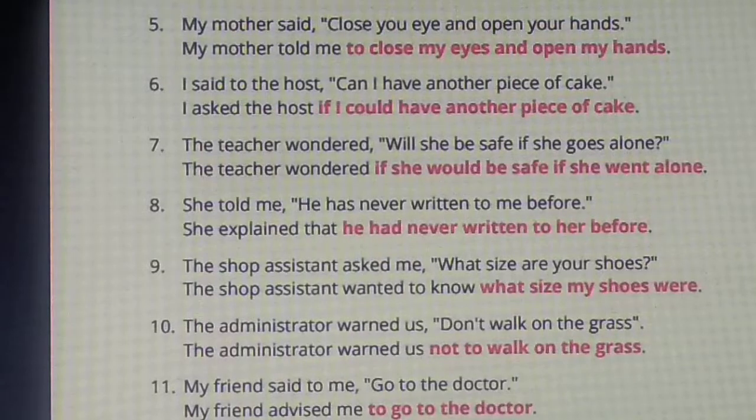She told me he has never written to me before. She explained that he had. See, has changes into had. Never written to me changes into her.